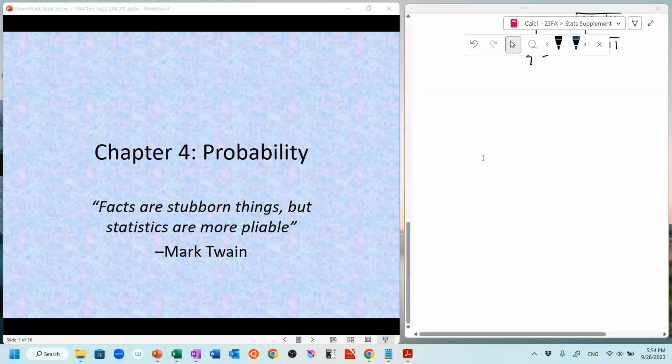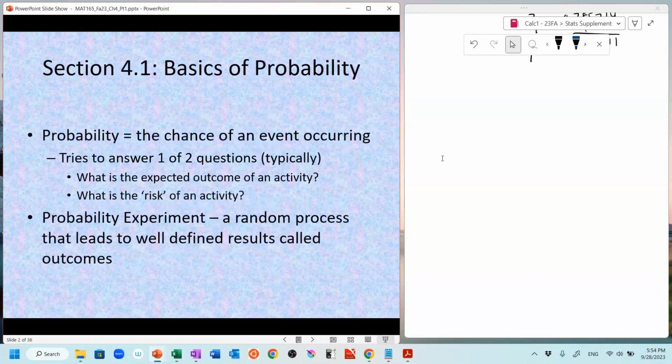Okay, so we started talking about probability in class. I'm not going to rehash that, but just really quickly, the perspective is changing between chapters 2 and 3 and chapter 4, and really chapters 4 through 6.